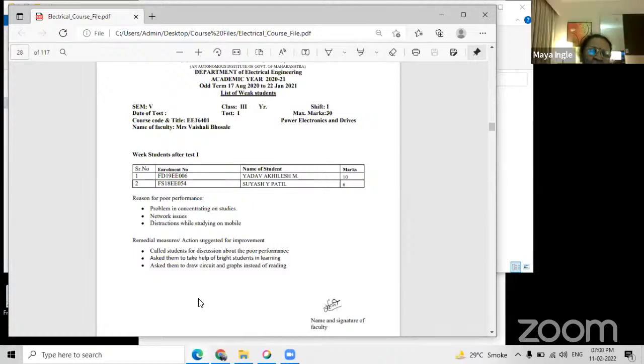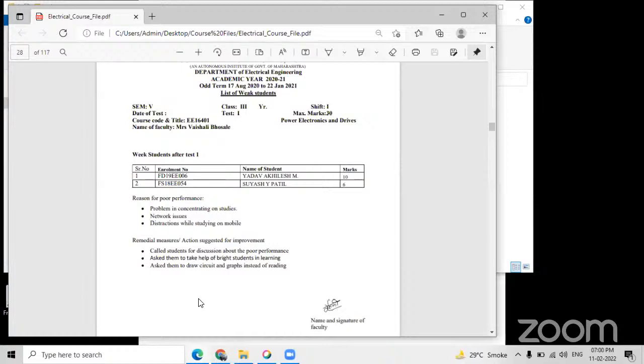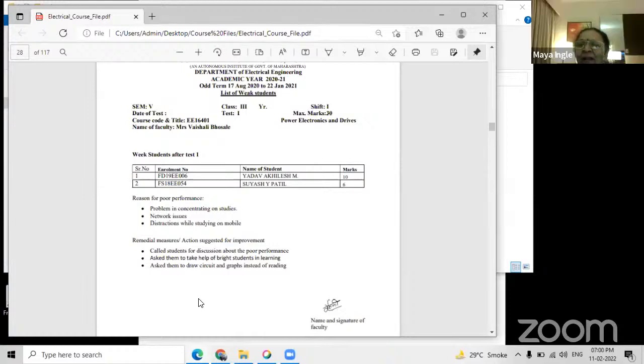So after knowing the reason, you have to look at the remedial measures and actions suggested for the improvement. This is our lookout, and how we can really go ahead to resolve the problems. This is with us because we have the responsibility of that subject and class. So how can you make weaker students into good students? We have to decide, but everything should be there on paper.